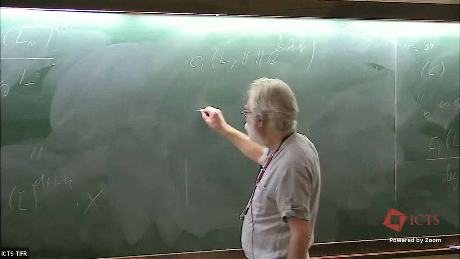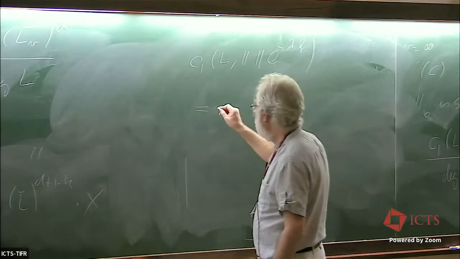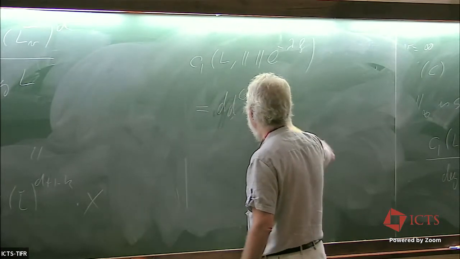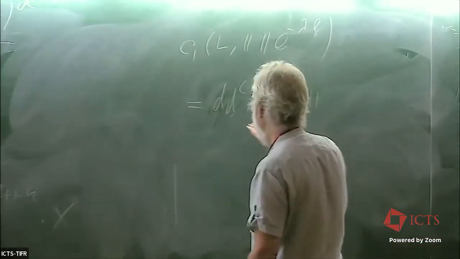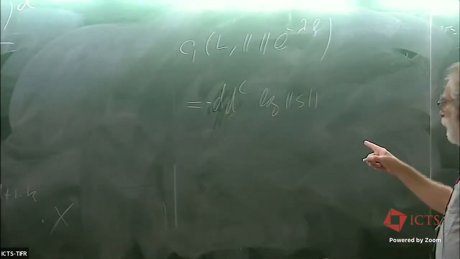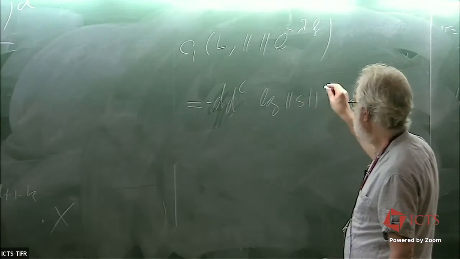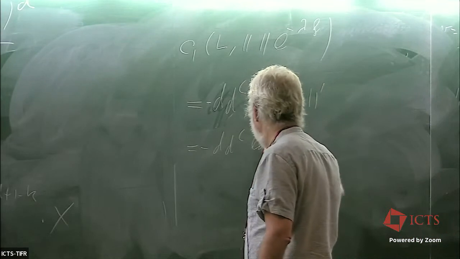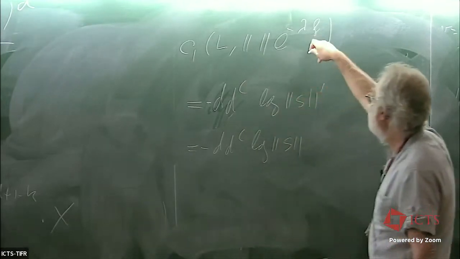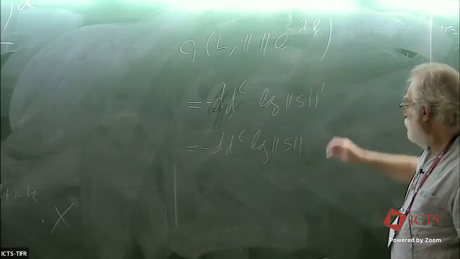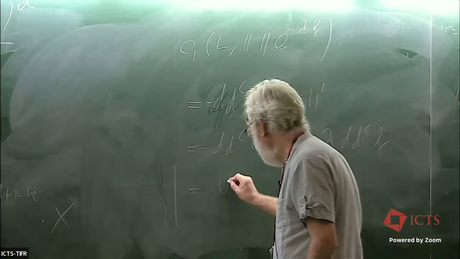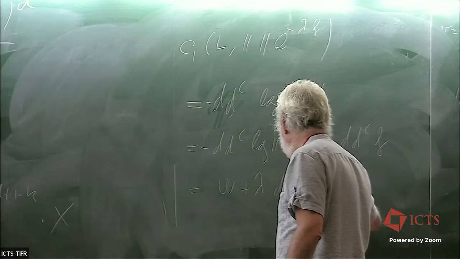I have to choose a section, and this will be the DDC of the log of the norm of a section, I think with a minus sign here, minus DDC of the log of this section, the norm prime. And then this is minus DDC of the log of the norm of S. And then I have minus the log of this. This will be plus lambda DDC of f. Okay. But now this is equal to omega plus lambda DDC of f.